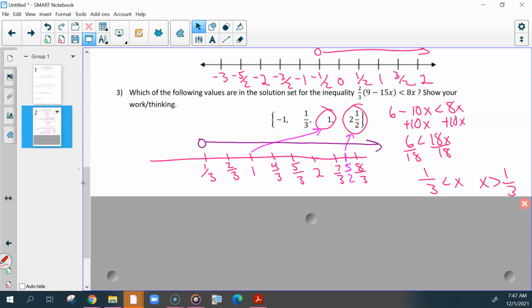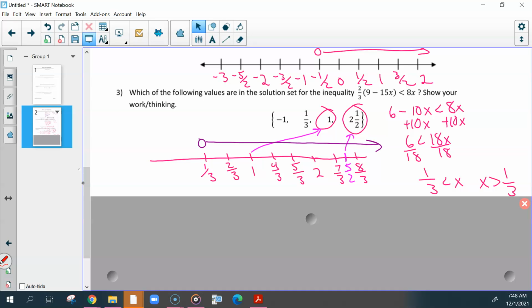And then you could really make whatever number line you want. I counted by 1/3. Counted by thirds, anyway. And 1 would be greater, and 2.5 would also be greater. So those two would be part of the solution.